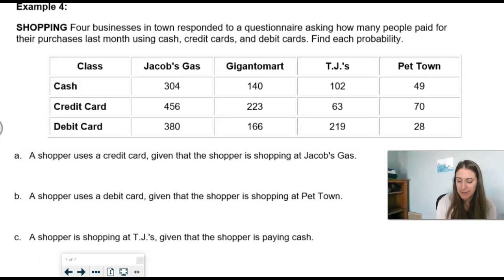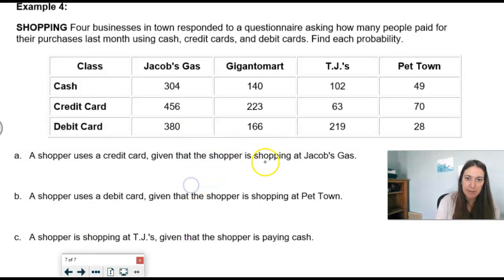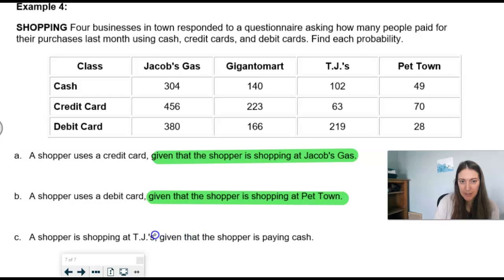Again, there's no totals, so that's kind of annoying. But what we found is that we can calculate the totals pretty easily by just adding things together. Unfortunately, I think I have to bust out the calculator again on this one. So I'm going to get the highlighter out and highlight each of the given pieces here: given that the shopper is at Jacob's Gas, given that the shopper is at Pet Town, and given that the shopper is paying cash.